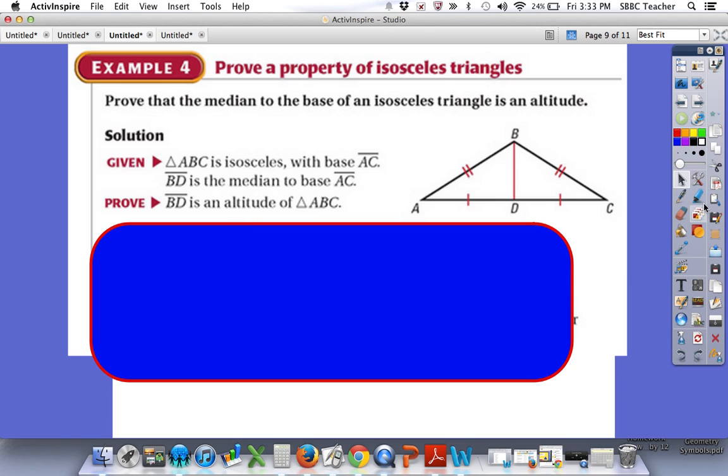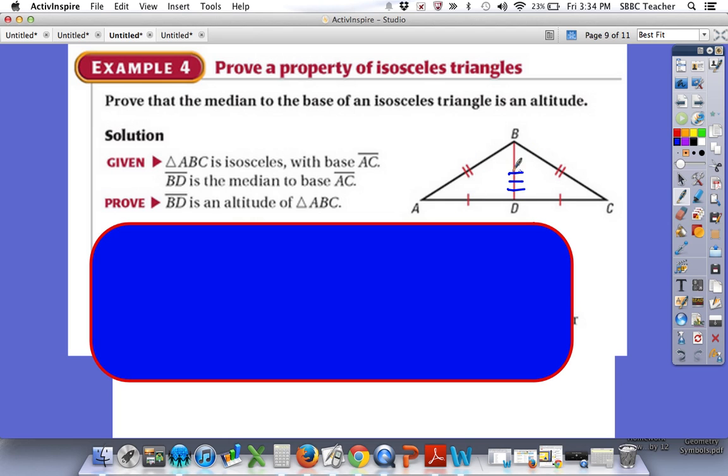Alright, so we're going to have to use several things that we've learned throughout the chapters. First of all, for this to be an altitude, it has to be perpendicular. We don't know yet if it's perpendicular. We have to prove that it's perpendicular. So think about what we can prove so far. What I see here is two different triangles, where AB is congruent to BC, AD is congruent to DC. BD is congruent to itself by the reflexive property. So I see two triangles congruent by SSS. Triangle ABD is congruent to triangle CBD by SSS.